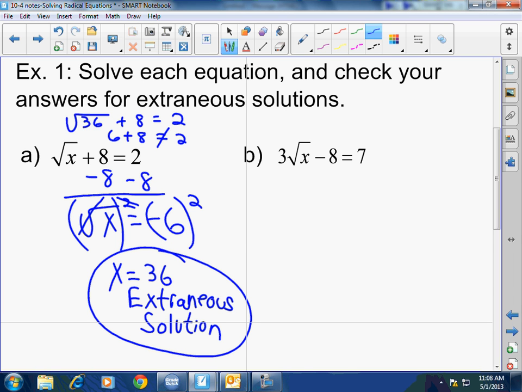Is it okay on the quiz to abbreviate it? No. Just write the word extraneous, please. Thank you.